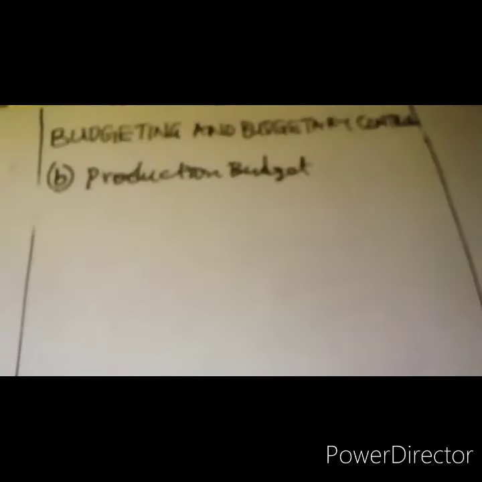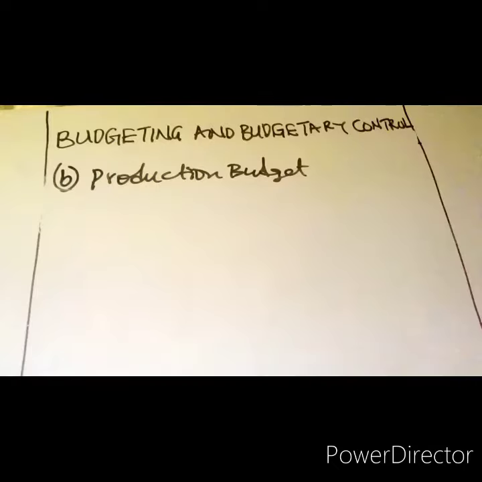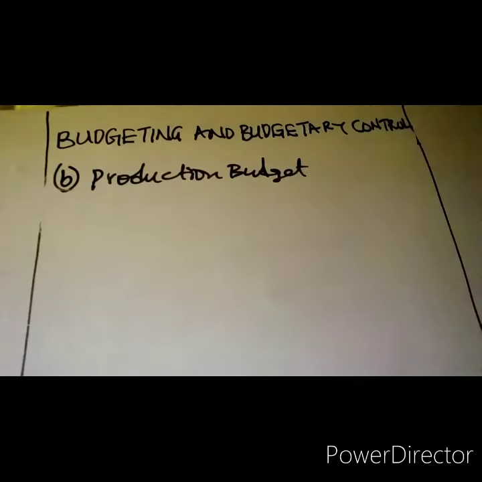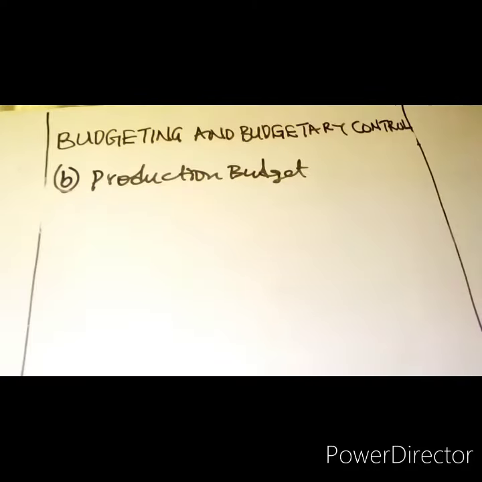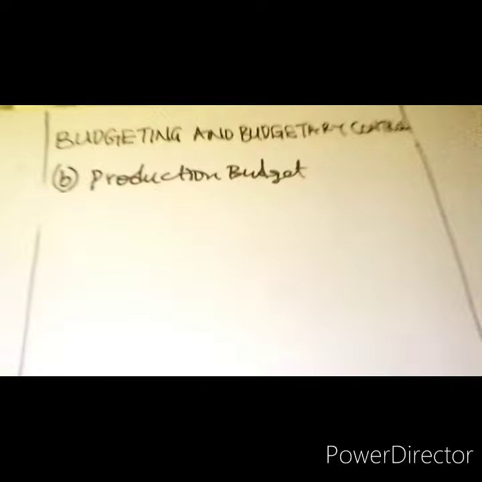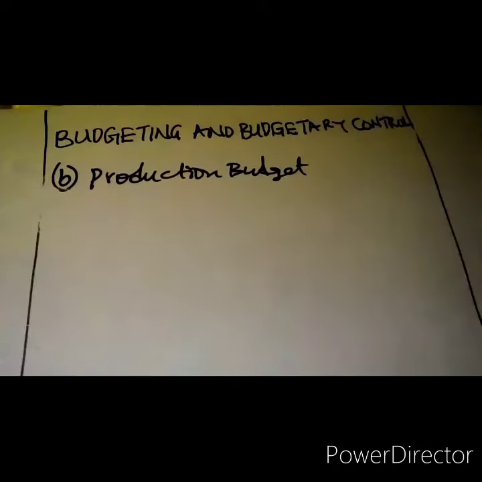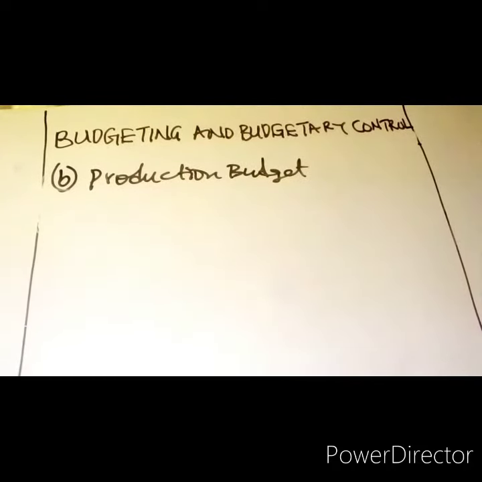Production budget. What do you mean by production budget? Production budget is a budget that specifies the quantity of each product to be made. The budget that specifies the quantity of each product to be made is said to be the production budget. Production budget will be prepared after the preparation of sales budget.